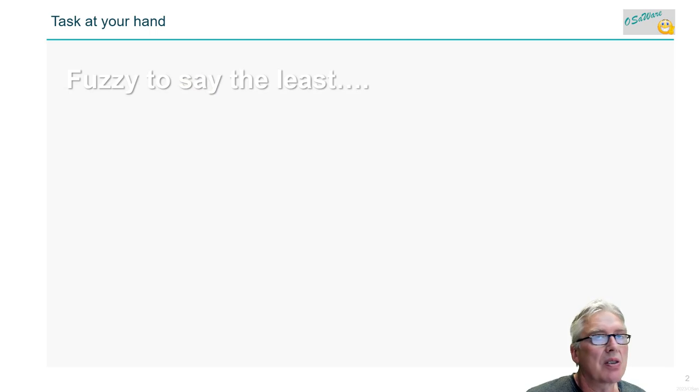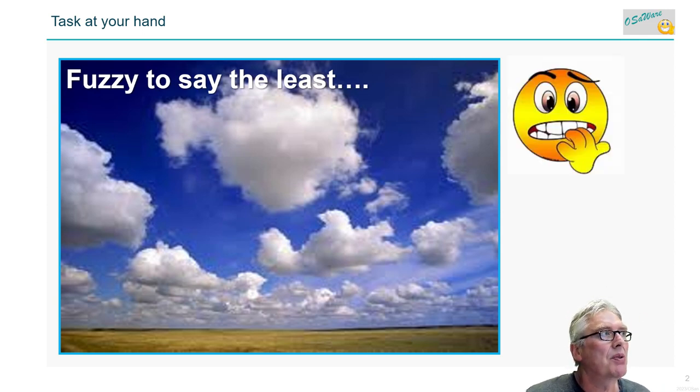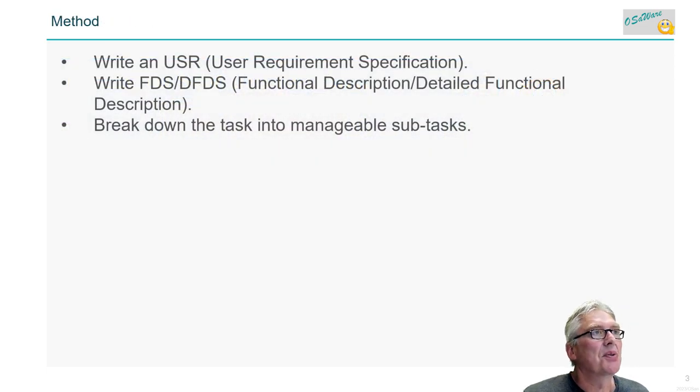So, the task at hand. You get an assignment, and it's fuzzy, to say the least. It just looks like something like this, and it seems impossible to solve a task like this. So what you have to do is get a little nervous first, of course, but then you have to just grab the beast and try to do something with it.